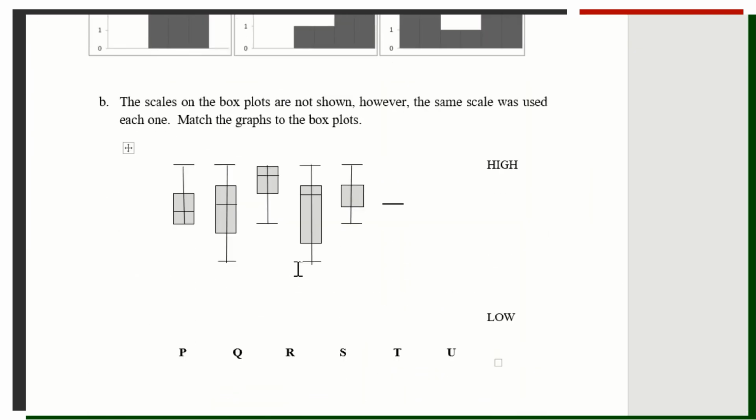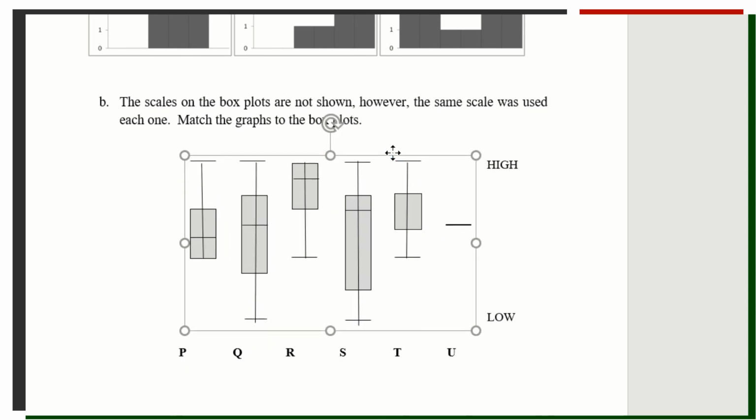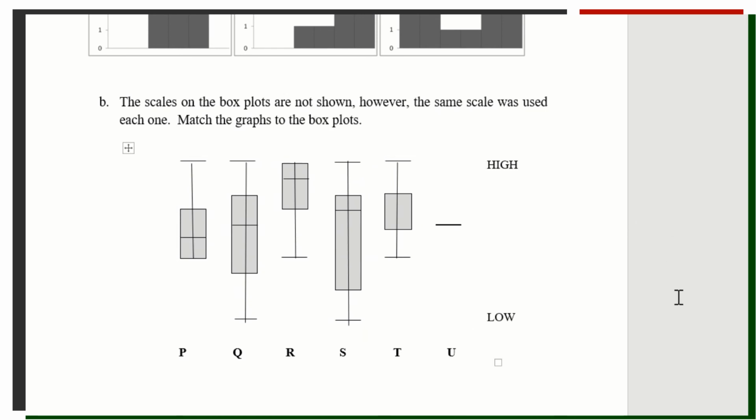Okay, this one students get a little bit confused. This is the last part already. The scales on the box plot are not shown. However, the same scales were used in each one. Match the graphs to the box plots. Okay, what's going on here is, I need to adjust this slightly so you can see. In your manual, most likely the formatting would have run a little bit. So this is how it looks.